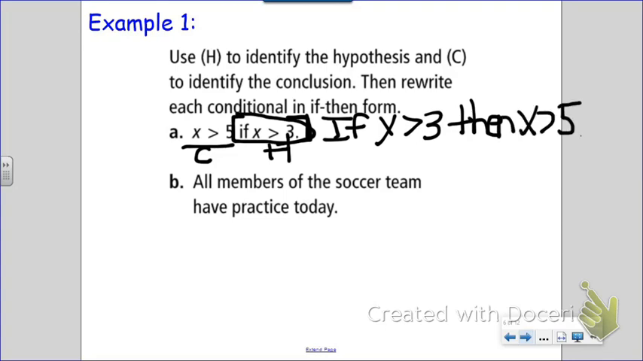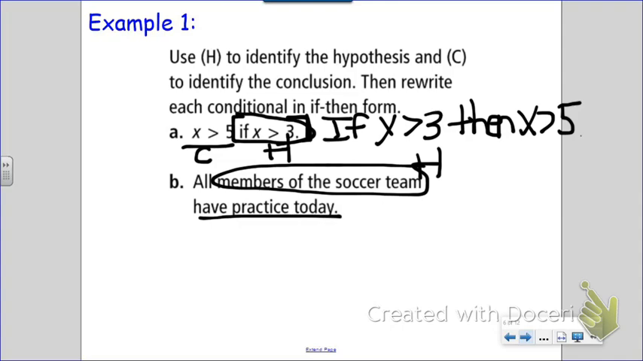It's about learning the sentence structure, which we'll then take and put into two-column proof format eventually. You don't have to have a geometry or an algebra statement to use a conditional statement. For example, all members of the soccer team have practice today. The hypothesis is a member of the soccer team. The conclusion is that they have practice today. Conditional statement: if a person is a member of a soccer team, then he or she has practice today.